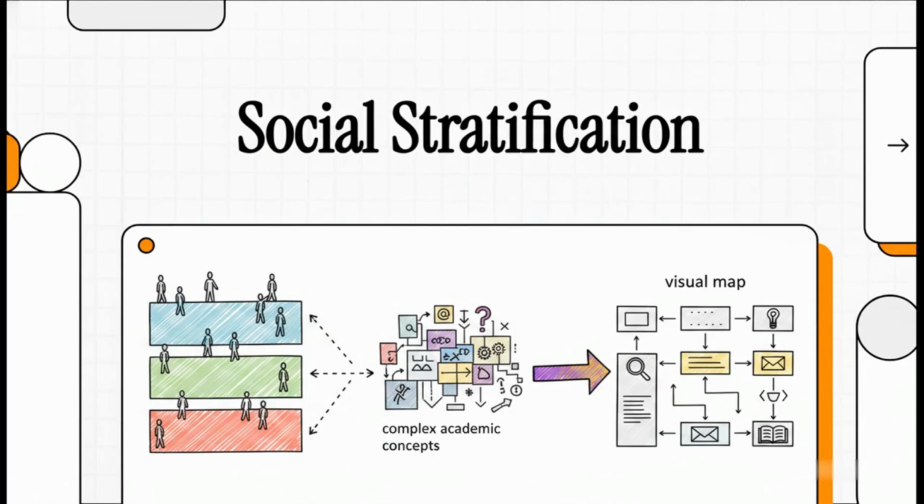If you're a focused learner, someone looking to take really complex academic concepts and translate them into clear, visual, no-nonsense takeaways, well, you are in the exact right place. Today, we're taking on a massive, fascinating sociological topic, social stratification, and we're going to transform it into an easy-to-understand visual map. We're talking about the invisible ladder of society.